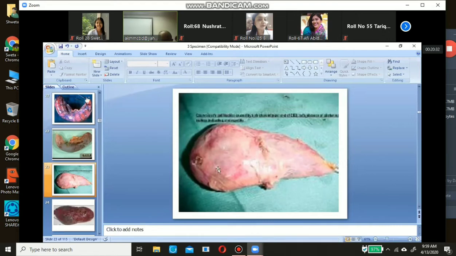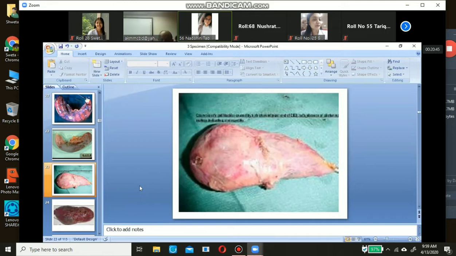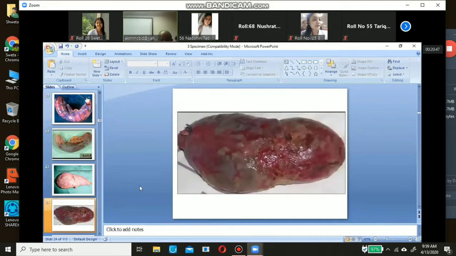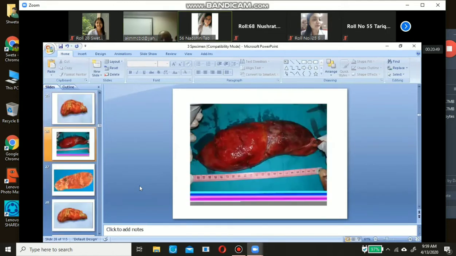What do you think? Is this gallbladder normal? Okay, you cannot say. This gallbladder is not normal. Okay, let us go.